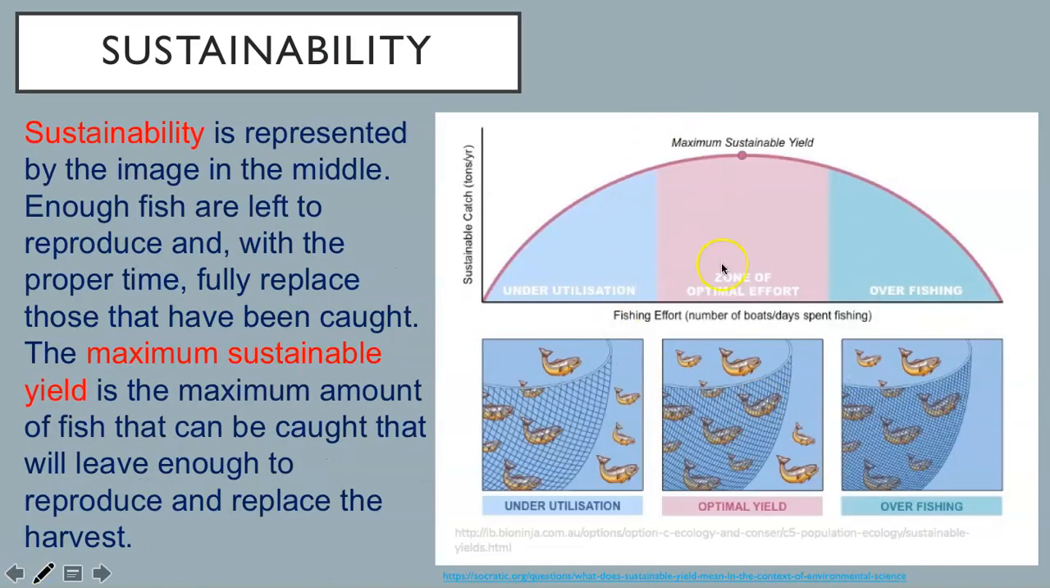Look at this image. In both the left and center image, fishermen leave enough fish to reproduce and replace those that have been caught. However, in the left image, even more fish could have been caught without disrupting the base supply of fish. The maximum sustainable yield is the maximum amount of fish that can be caught that will leave enough to reproduce and replace the harvest, as seen in the center image. To overfish and catch more than can replenish themselves is unsustainable.